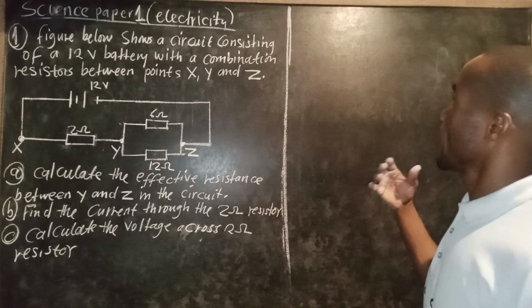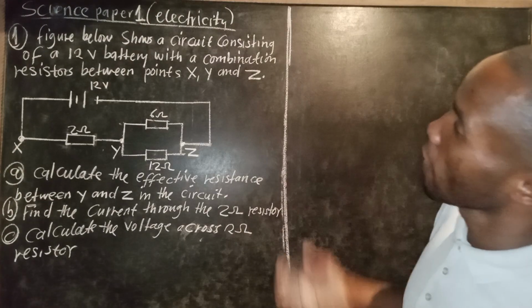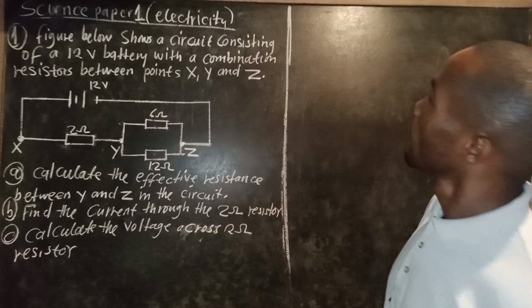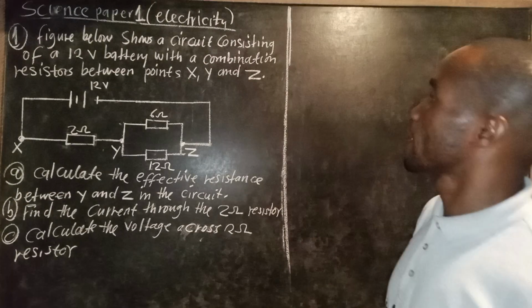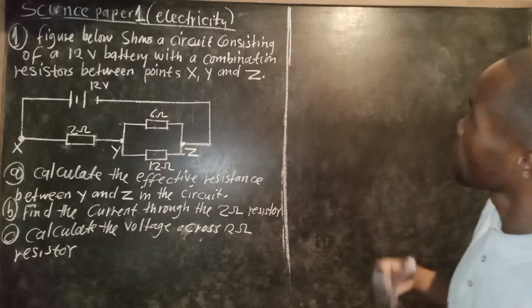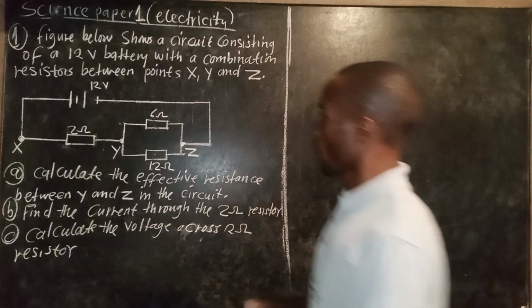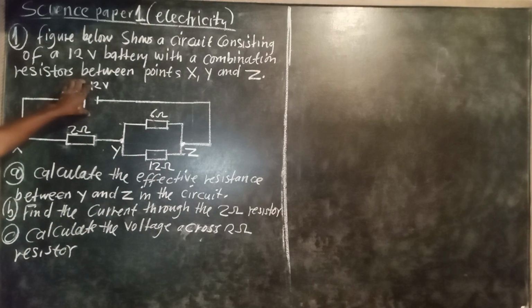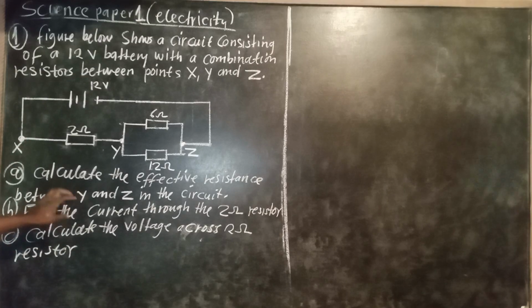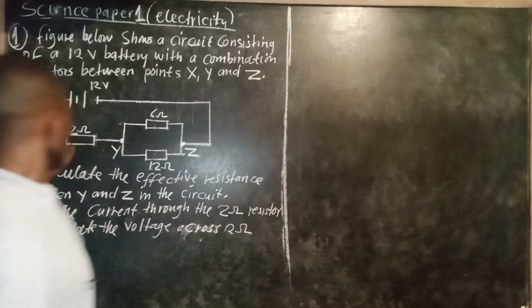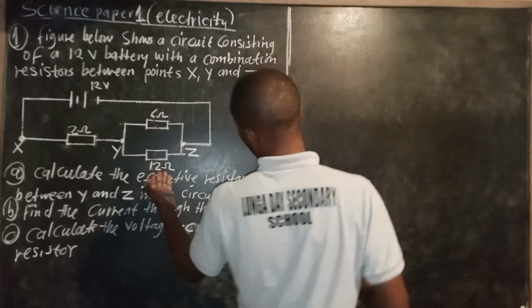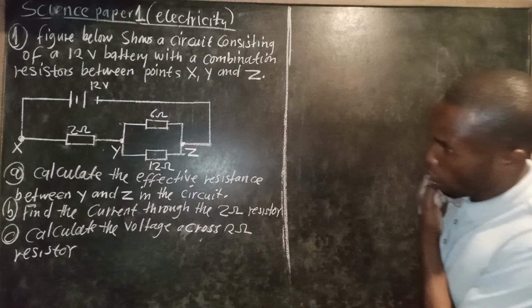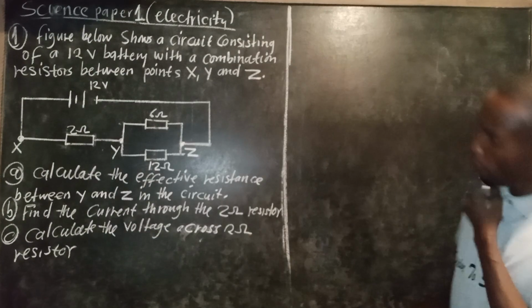Figure below shows a circuit consisting of a 12 volts battery with a combination of resistors between points X, Y, and Z. So points X, Y, and Z. Then this is the battery which they are talking about. The resistors we have 2 ohms, 6 ohms, 12 ohms. So let's now answer the questions that follow.